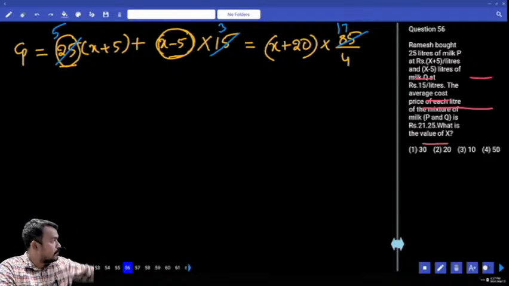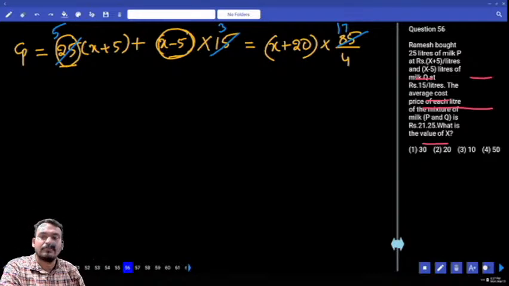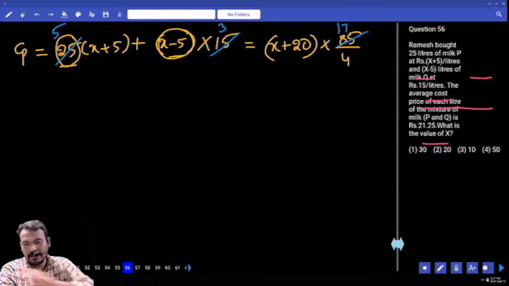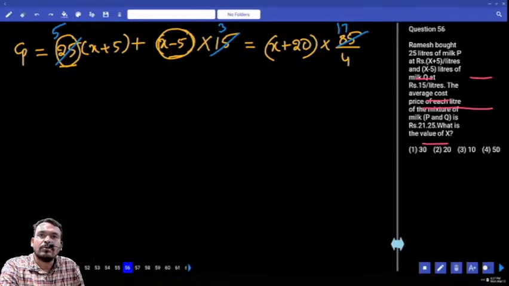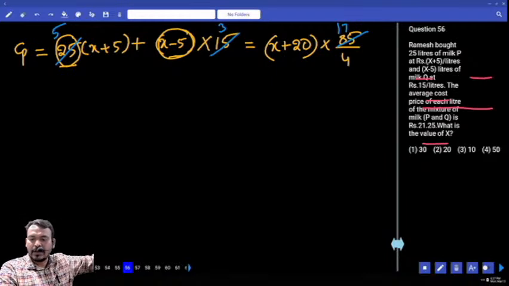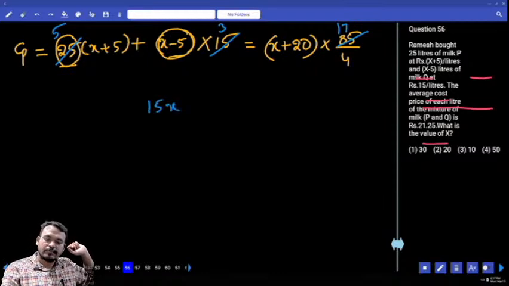Left hand side 5x plus 3x. Total it is 8x, or not? And the right hand side denominator 4. It will become into 4, or not? 8 4s are how much? 32x, or not? Out of 32x, right hand side 17x, or not? What is the difference? 15x, or not?